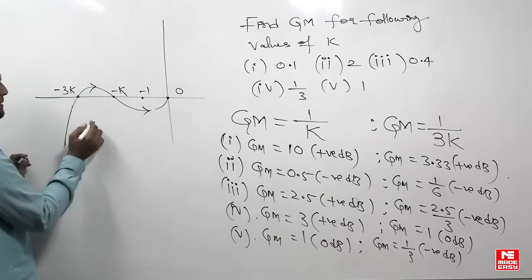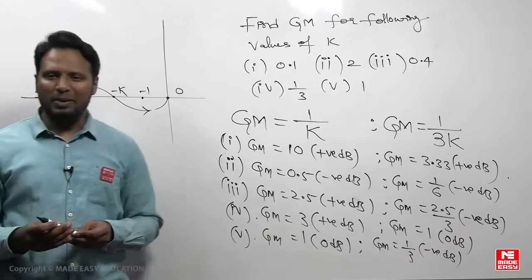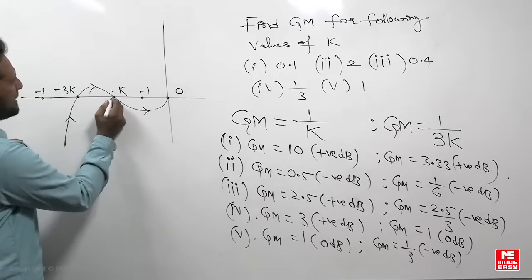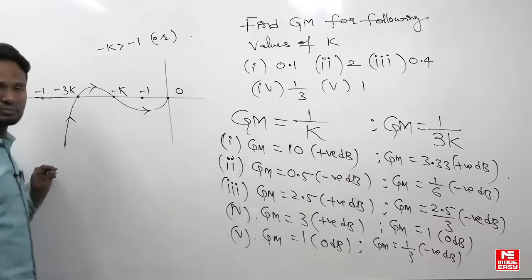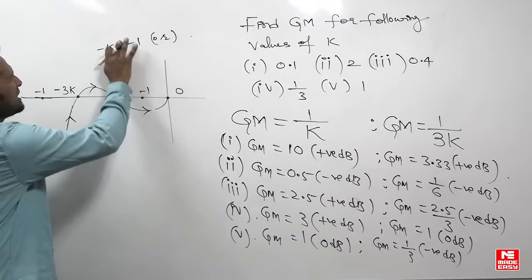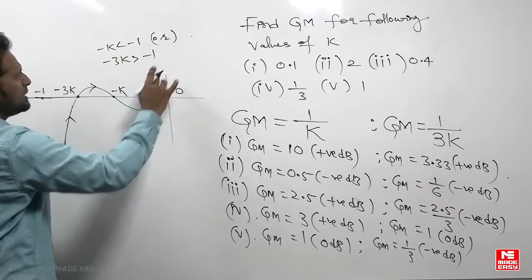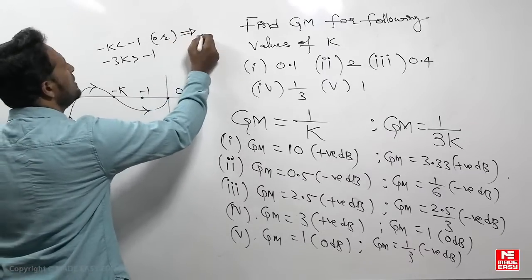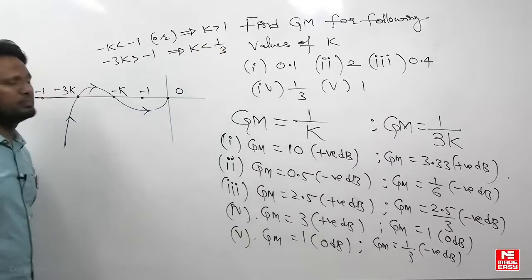When is this system stable? When minus 1 lies to the left side of the polar plot. When will it be stable in the polar plot? When minus 1 is to the left of the polar plot. That means, minus k has to be greater than minus 1, or minus k has to be less than minus 1, or minus 3k has to be greater than minus 1. From this we get k greater than 1. From this we get k less than 1/3.